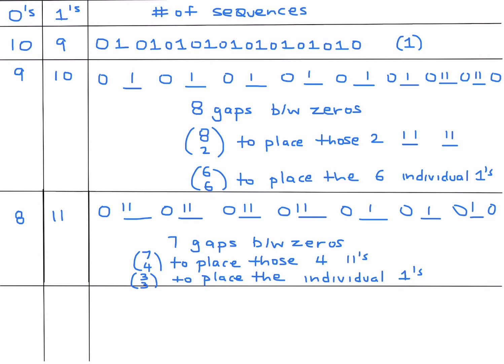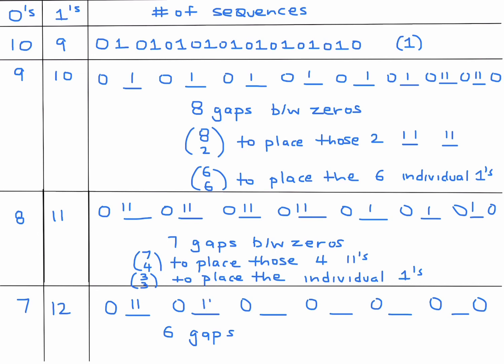Okay, that takes care of that. And then we have the last one, which is 7 and 12. Here I've got 1, 2, 3, 4, 5, 6, 7. 1, 2, 3, 4, 5, 6 gaps. And the 6 gaps have to hold 12 ones, and there's only one way of doing that, by putting 1 1s in each of those gaps. Because if you put an individual, then the one will have 3, and that's not allowed.